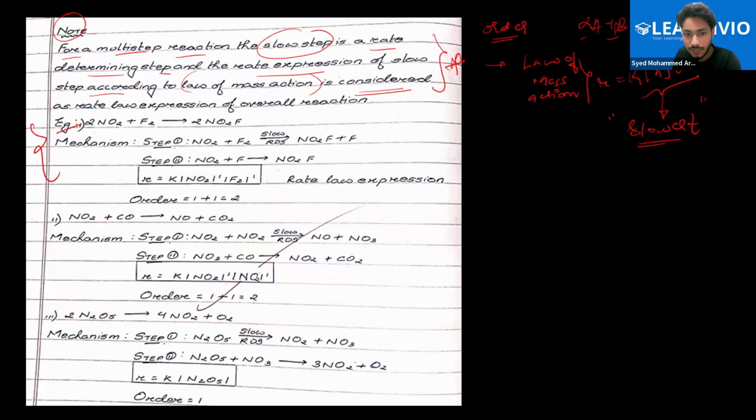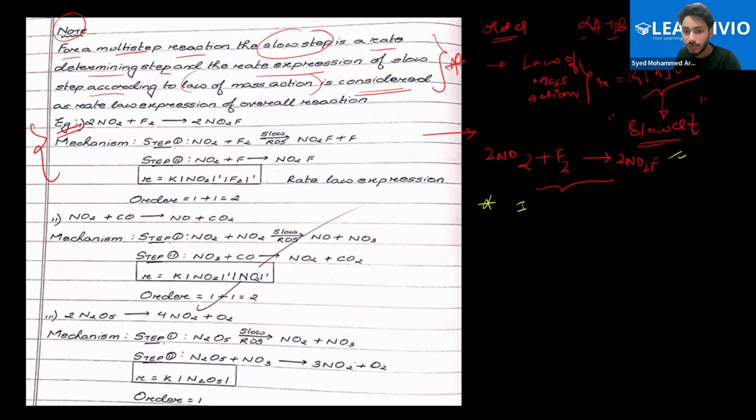See, this is the first example question. My reaction would be 2NO2 + F2 gives you 2NO2F. Understood? So this is the reaction if you see here. And if you observe very carefully, this is a multi-step reaction. If it is a multi-step reaction, that means there are some steps associated with it so that you end up getting this main reaction.